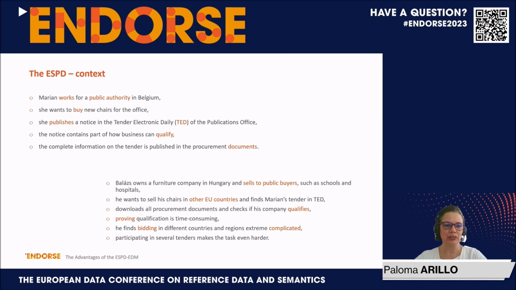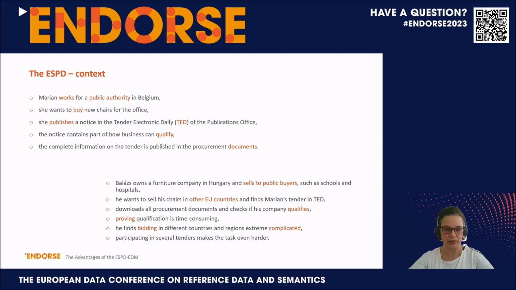So let's imagine that Marianne works for a public authority in Belgium, and she wants to buy new chairs for her office. She will publish a notice in the Tenders Electronic Daily of the Publications Office, which is the central service for reception of public procurement. Her notice contains a short description of how a business can qualify to answer the tender. Also, all of the documents with the complete information for this tender will be published in TED.